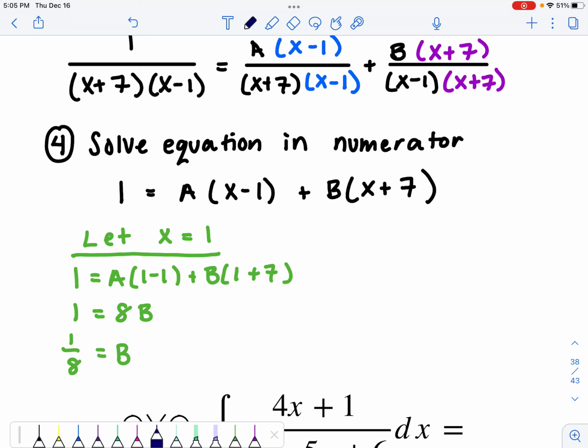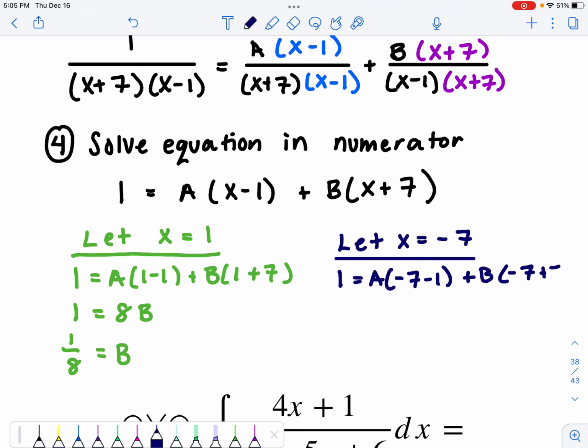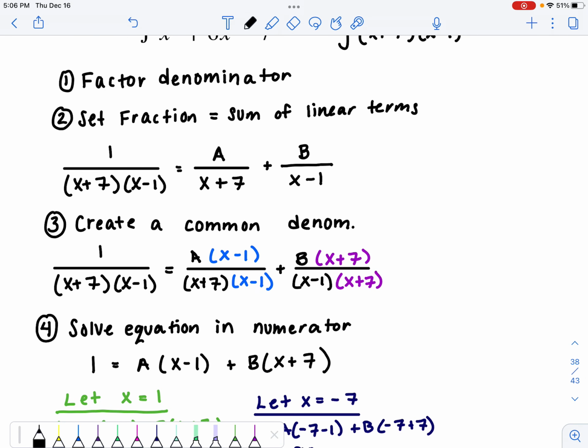And then if I do this again, I want to now cancel out the B term. So we're going to let x equal negative 7. That's going to give me 1 is equal to A times negative 7 minus 1 plus B times negative 7 plus 7. Now the B term is going to cancel out because you're going to do B times 0. And we get 1 is equal to negative 8A. So negative 1/8 is equal to A. So if we do this, I'm going to go back up here. The A we just got was negative 1/8, and B was positive 1/8.